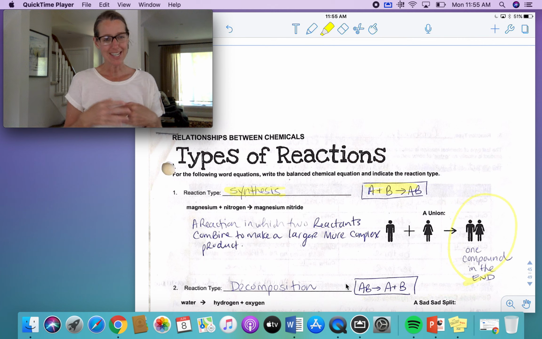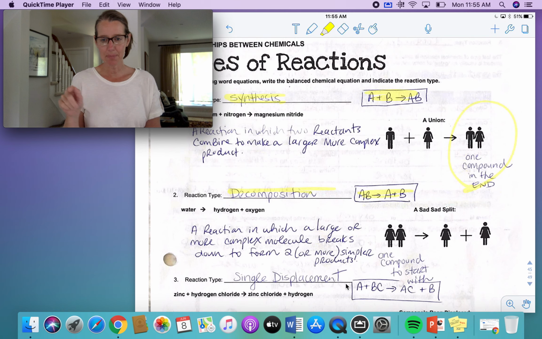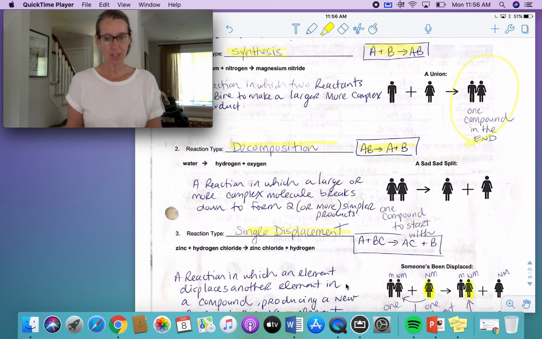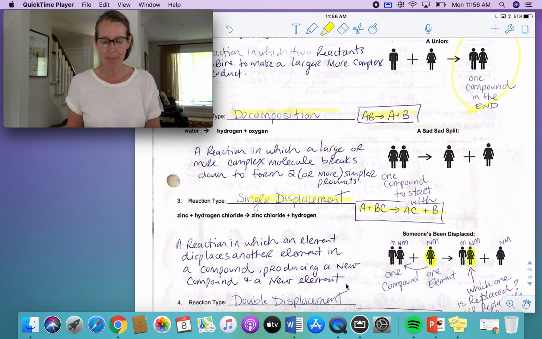The opposite of that is a decomposition reaction. So if you start with one reactant, which you would if you had AB giving you A plus B, you start with a complex reactant, only one, and you break it up into 2 or more. So it's a very sad split, right? The third type of chemical reaction is a single displacement reaction. You recognize this by having an element and a compound, and then you end up with a compound and an element. So the one element is going to kick out one of the other elements in that chemical reaction.